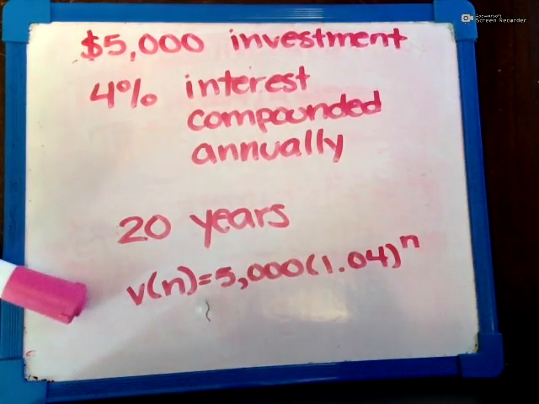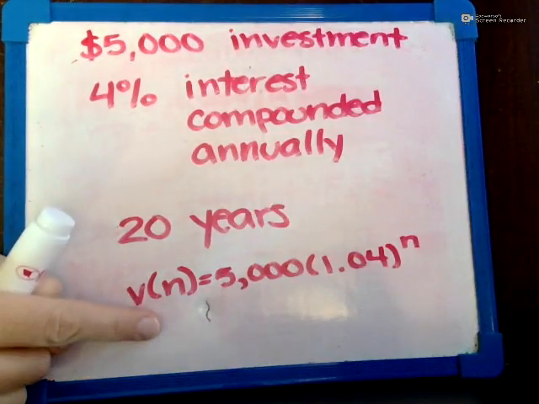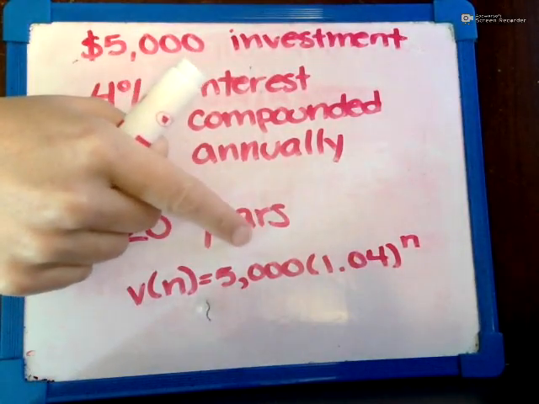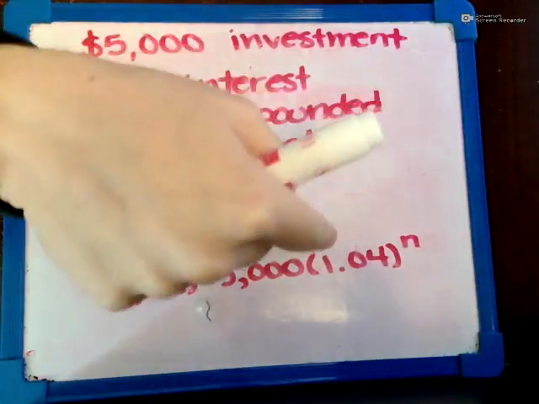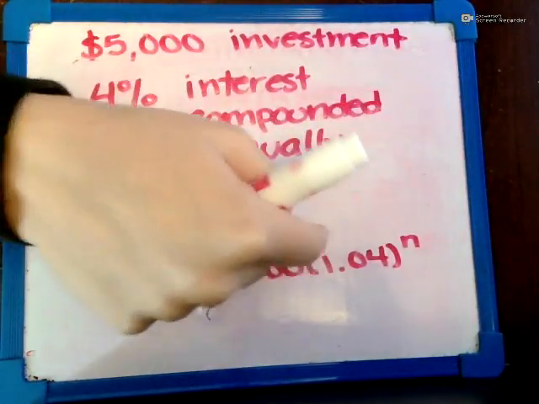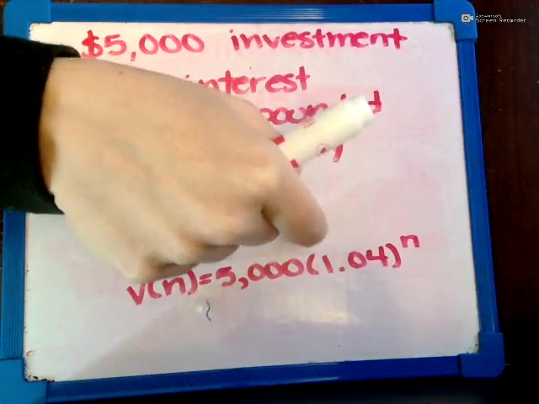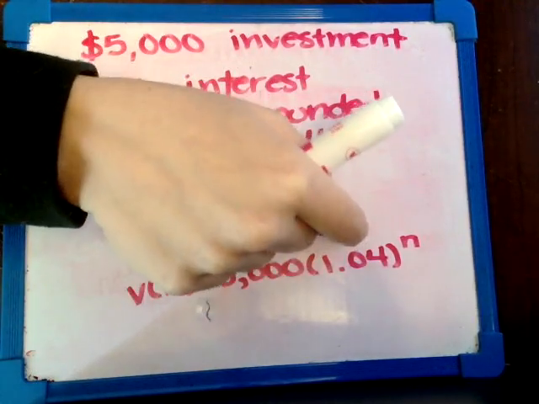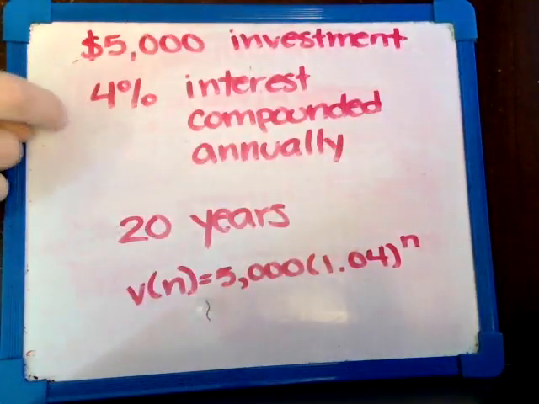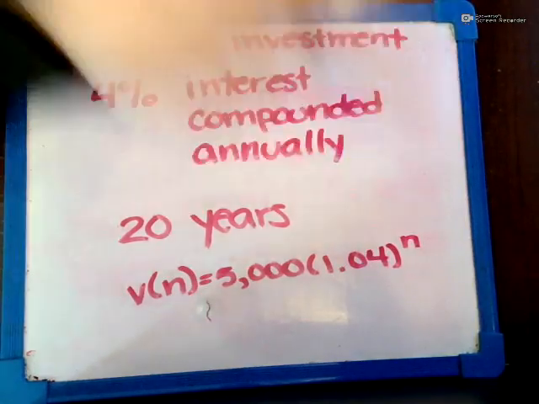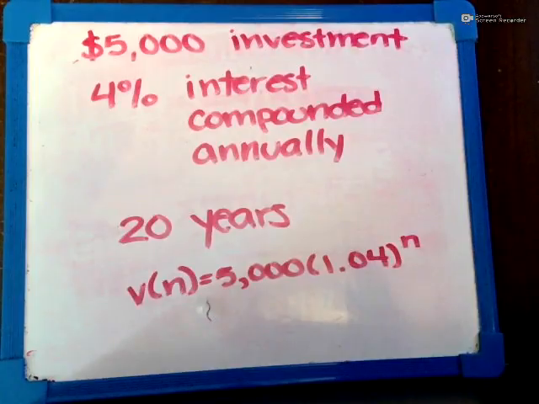This is what our formula is going to look like. V of n is equal to $5,000, that's your initial deposit, times 1.04. 1 is your initial investment, which is 100%. 0.04 is 4%, which is the compound interest that the bank is going to give you, to the power of n. And n is going to be the number of years, which is the variable that's going to change.